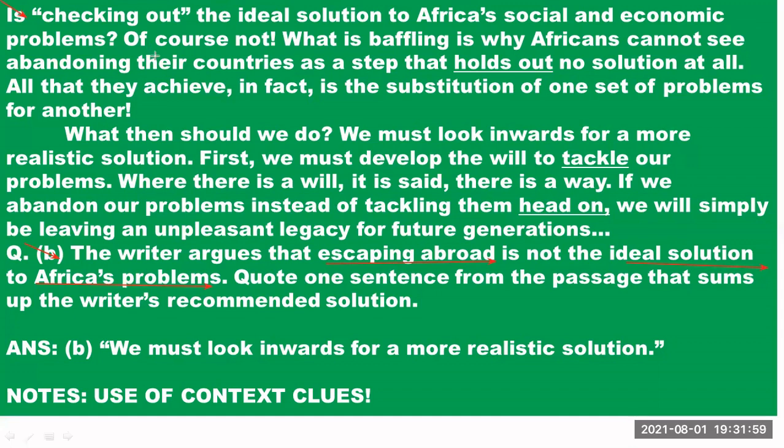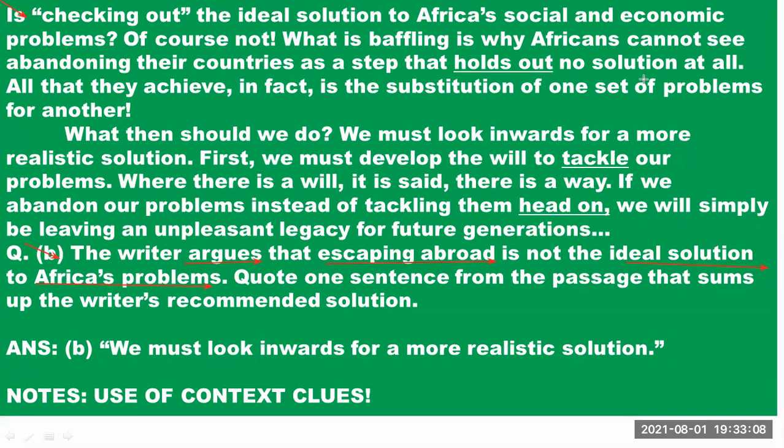All right, so now let's read the rest. Of course not. You see his arguments, and you can also pick the word argues, because that also gives you a clue to what exactly the examiner will be writing in the passage. Here he is putting forth some arguments. So we can know that this is exactly the part of the passage that the examiner is referring to. Let's continue reading. What is baffling is why Africans cannot see abandoning their countries as a step that holds out no solution at all. So that is a definite argument, and we have seen the writer's line of thought that he believes that checking out or escaping abroad is not the ideal solution. We can see that clearly here.